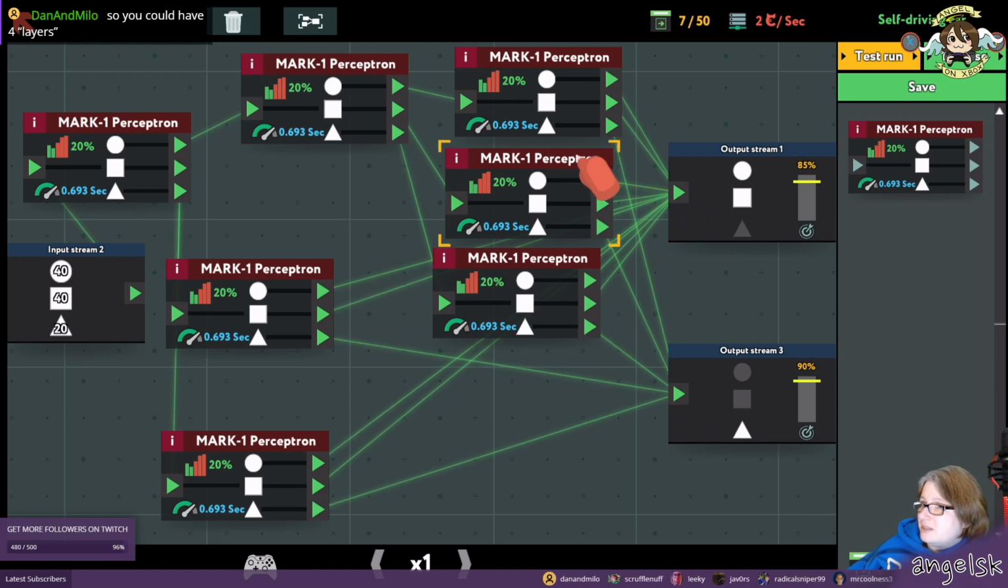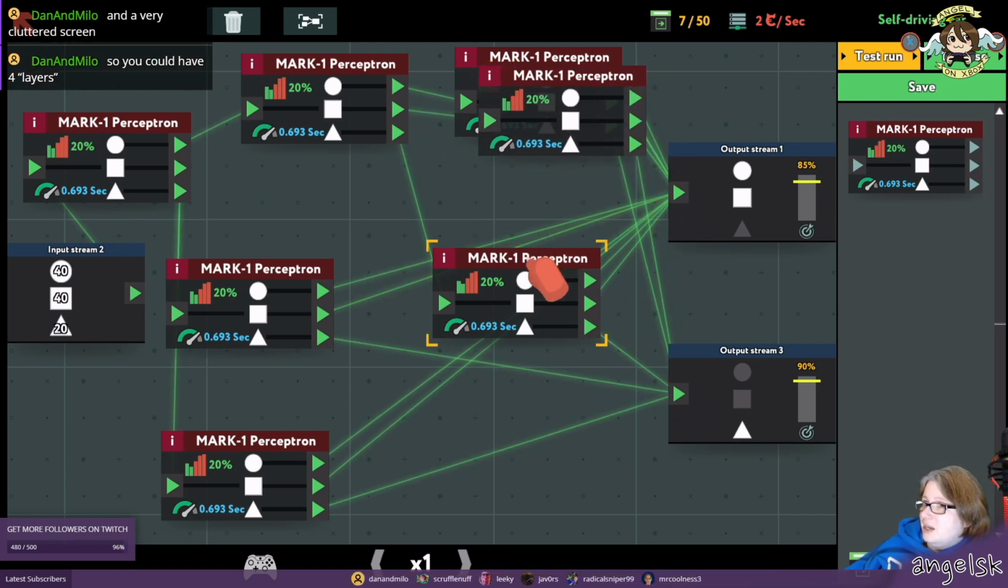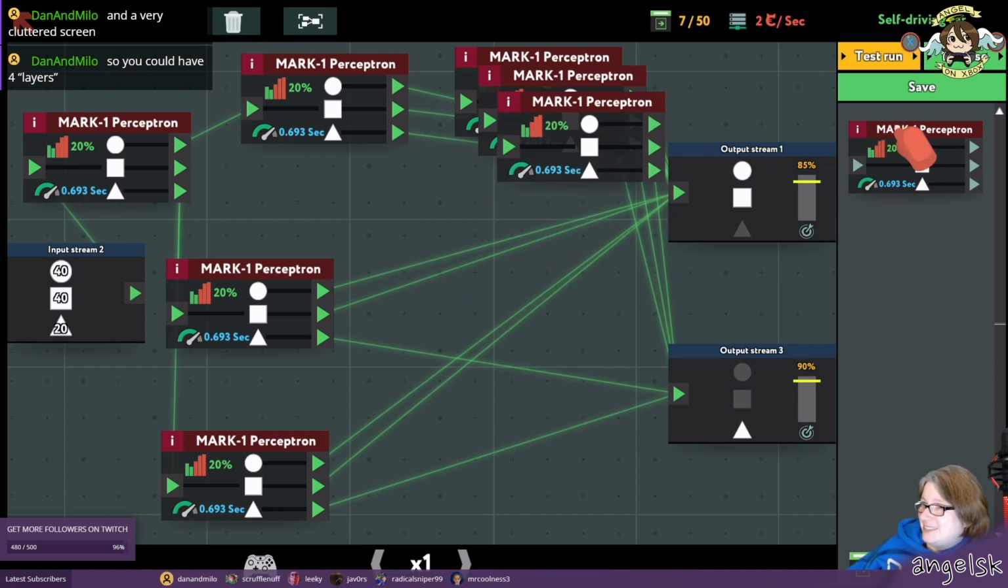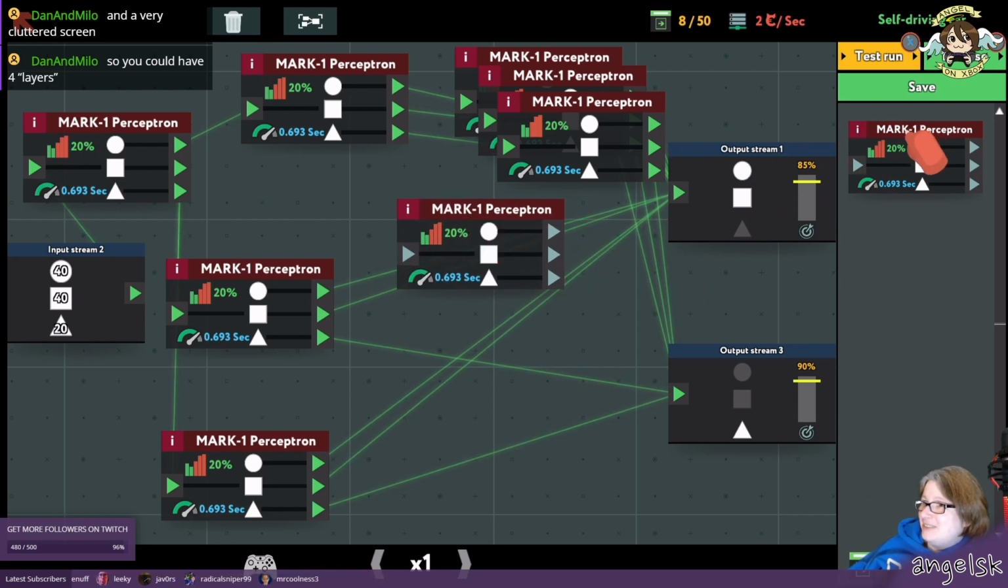I mean, yes, I can have up to 50. I could have four layers. I don't really want to try and fit 4 layers on this thing. It's bad enough with 3.